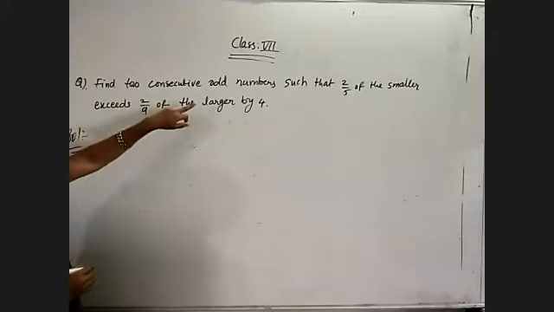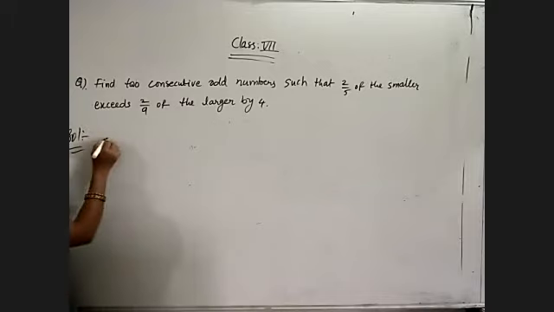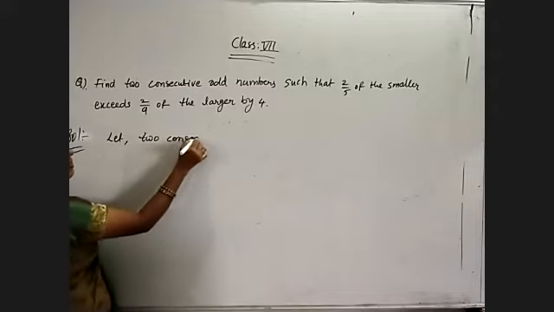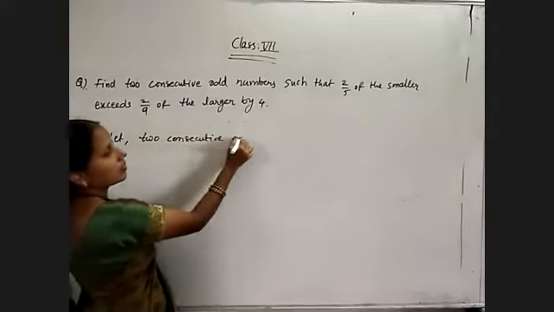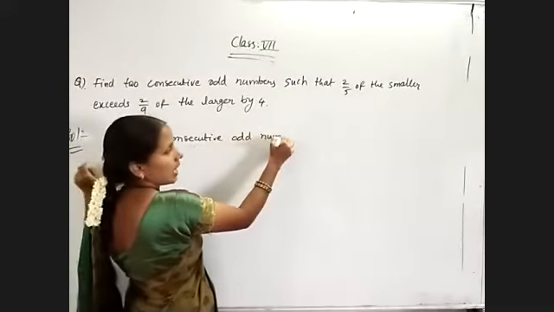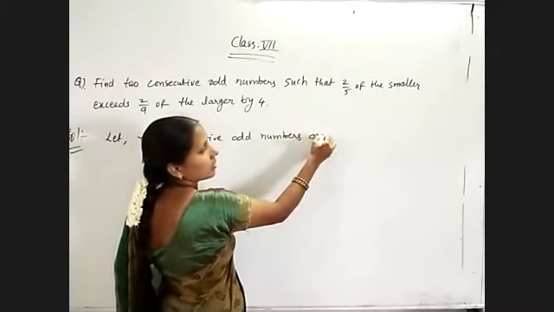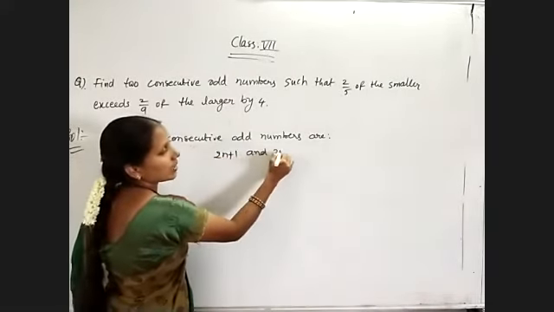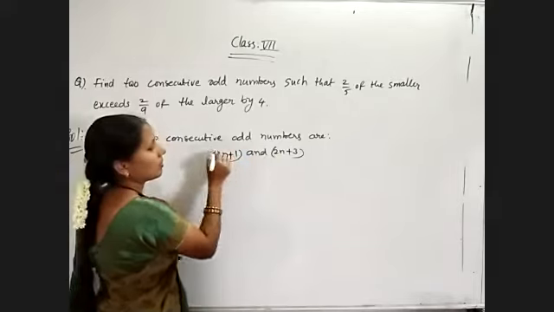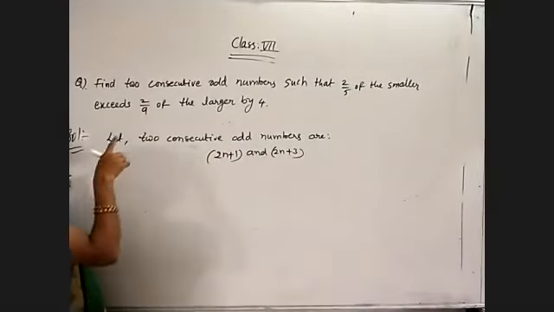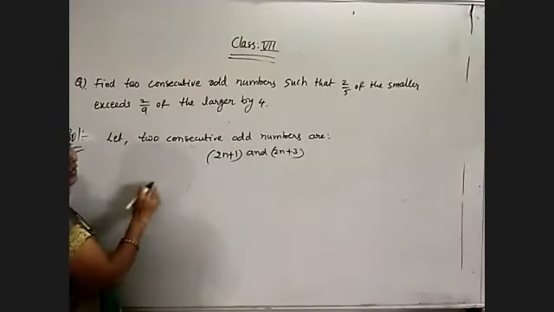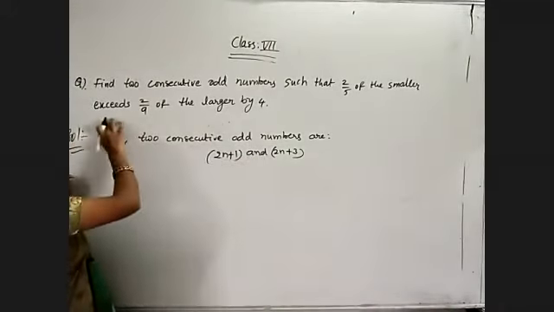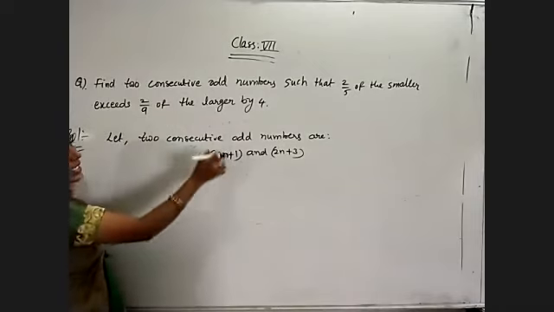Find two consecutive odd numbers, they're telling. So let the two consecutive odd numbers be 2n plus 1 and 2n plus 3. Now, such that 2/5 of the smaller one. So 2n plus 1 is the smaller one rather than 2n plus 3. Smaller exceeds 2/9 of the larger by 4.